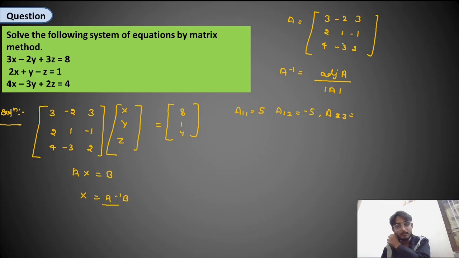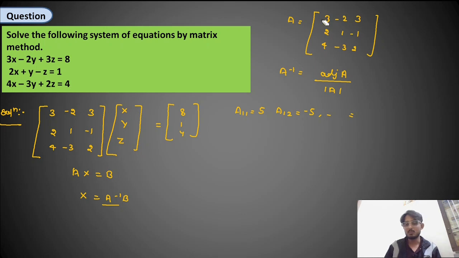First row and second column I have eliminated already. 3 2 is 6 and 4 is... I think I made some mistakes. First row and second column: when you eliminate the first row and second column, I will get 2 2 is 4 and 4 1 is 4.